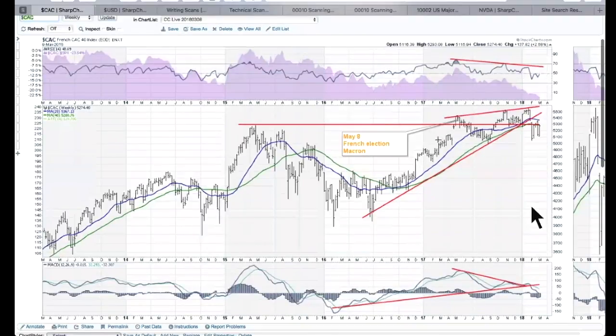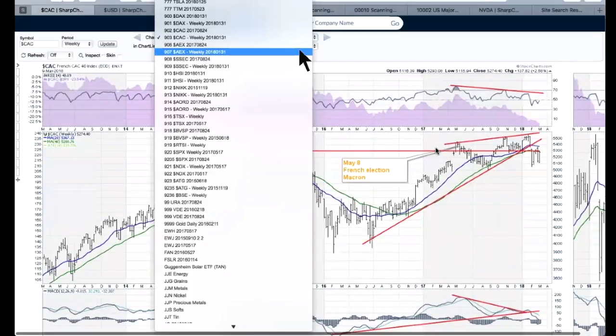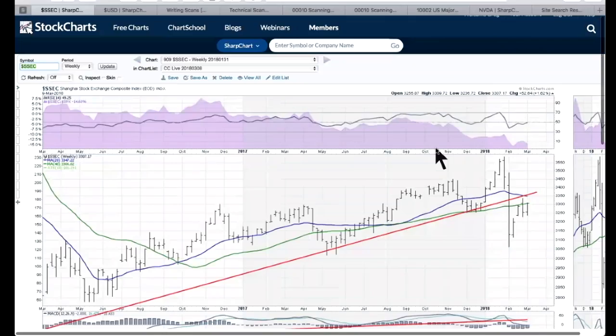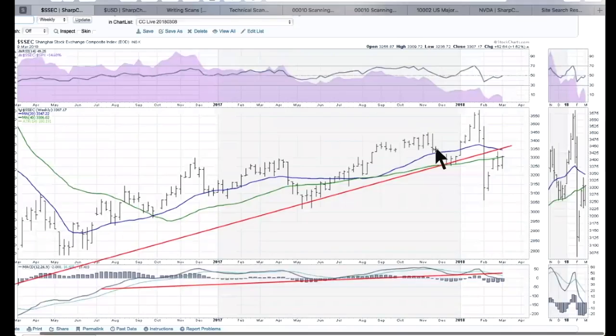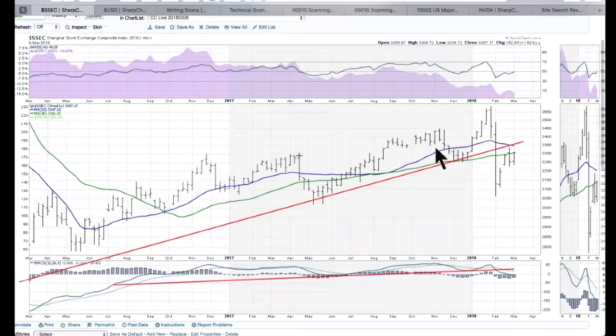Okay, let's go look at the Shanghai. And again, this is called the market outlook. So I'm trying not to be so today specific, but more big picture. And you could see the Shanghai here zoomed in.